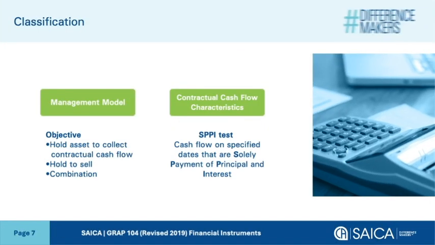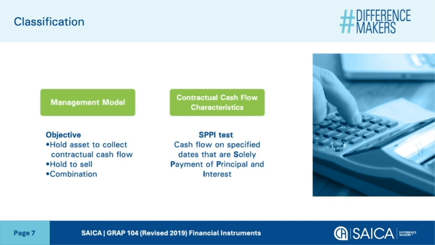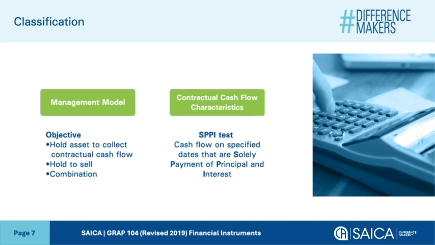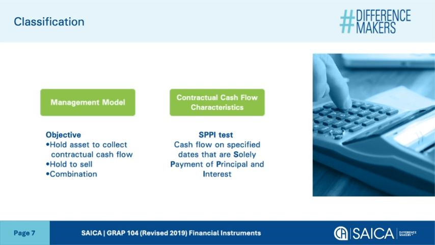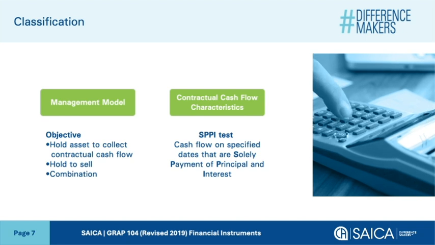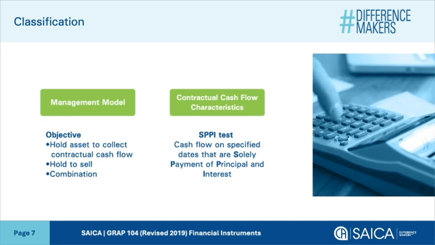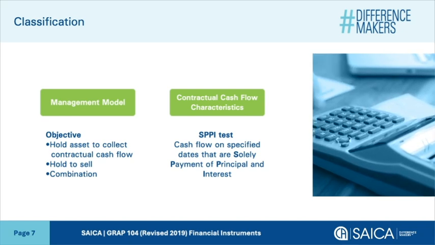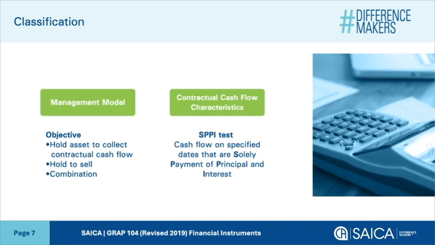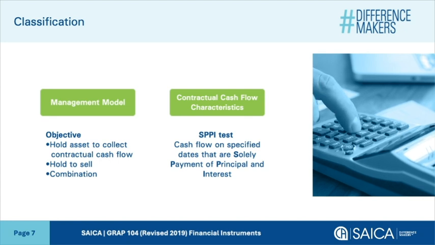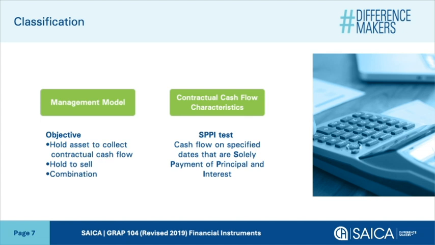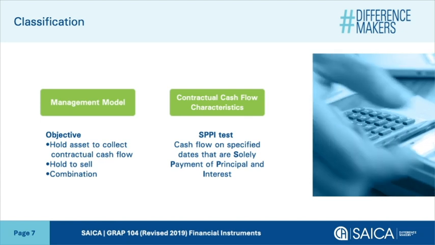Now, let us work through the next section, classification. To determine the classification of a financial asset, the business model must be determined. This is the reason for the entity having this data or financial asset in the first place. The objective must be determined. Does the entity hold the asset to collect the contractual cash flow over the life of the instrument, or does it hold to sell to realize cash flows, mainly through the sale of the financial asset?